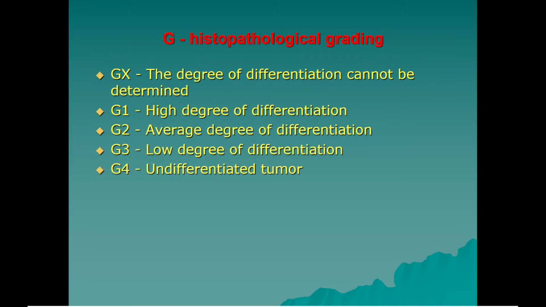G means grading, histological grading. GX, the degree of differentiation cannot be determined. G1, high degree of differentiation. G2, average degree of differentiation. G3, low degree of differentiation. And G4 is an undifferentiated tumor.